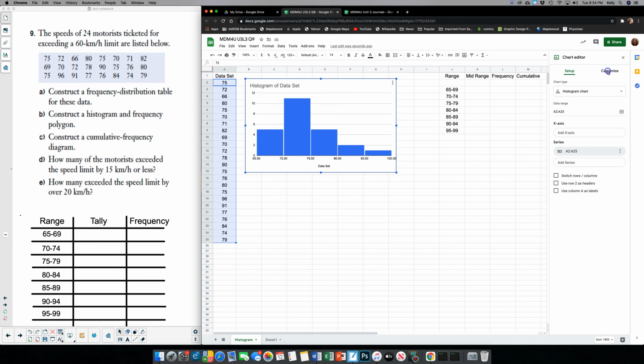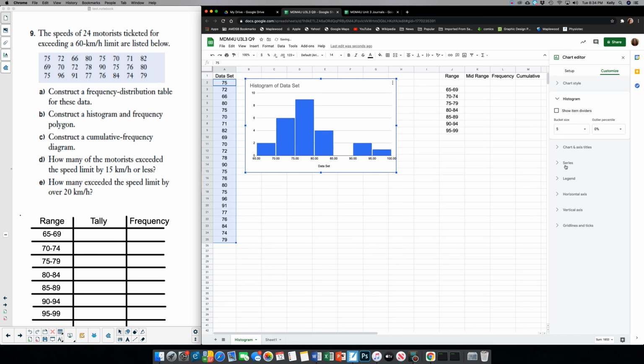So we have to go over here to Customize and go down to, not Series, maybe it's just in Histogram, where it says Bucket Size. Bucket Size is your interval. So we're going to give it a bucket size of 5. So now there's our histogram of the data set. Usually we use a frequency table to make a histogram. Now we're going to use the histogram to make the frequency table.